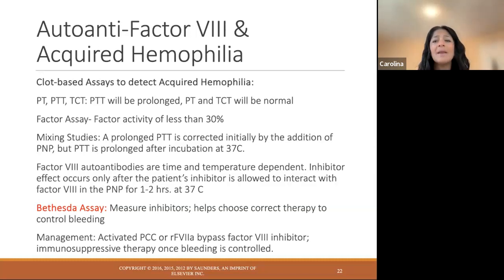And so how do we manage? Well, activated PCC or recombinant activated factor 7 will bypass that factor VIII inhibitor. So it's a good therapy. Sometimes immunosuppressive therapy, once the bleeding is controlled, depending on the condition and what triggered this, depending on what's going on with the patient. But immunosuppressive therapy will also control that antibody from attacking the factor.